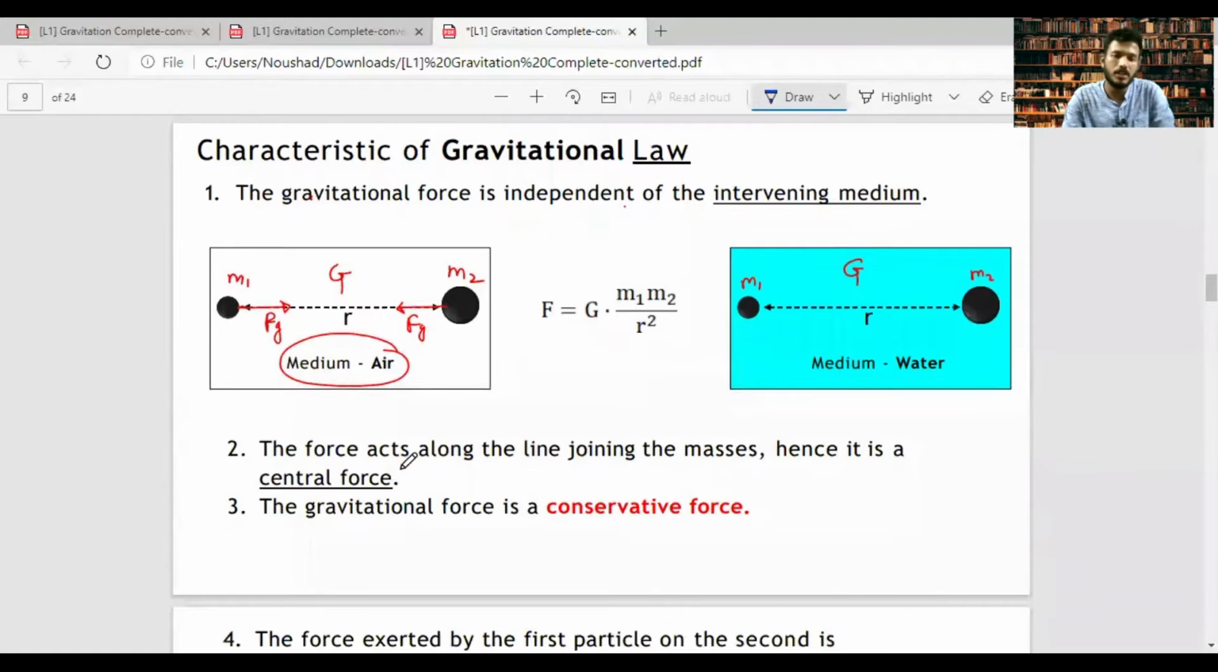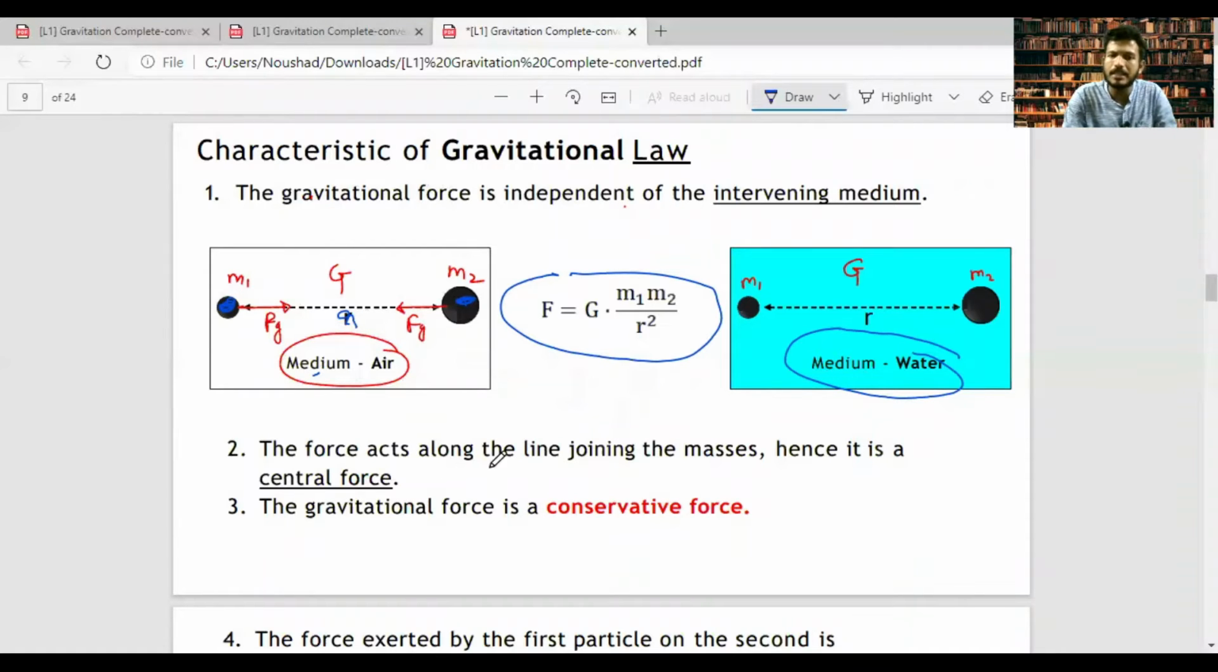Now we are moving to the characteristics of the gravitational law. The gravitational force is independent of the intervening medium. Very simple. This is M1, this is M2, and the distance is R. Whether they are separated in air or separated in water, no problem. The same force exists, because it is independent of the intervening medium.